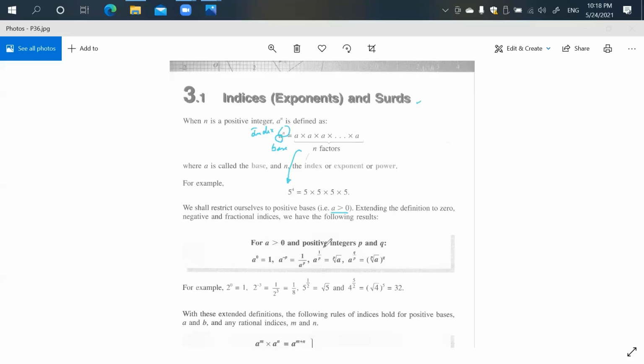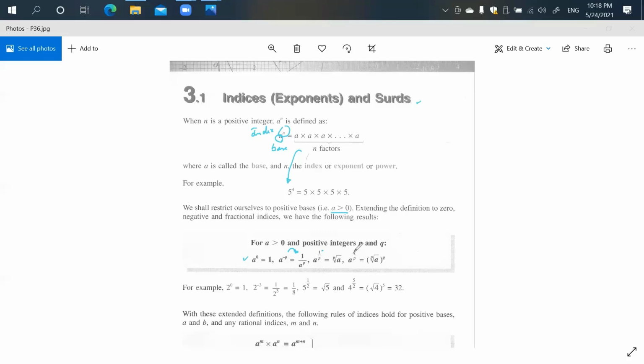And we see positive integers p and q. Any number power 0 equals 1, right? And this one is a power with a negative index. You can write it in this pattern, bring it down to become a fraction, and the negative becomes plus. And then a power 1 over p you can write in a third form. So this is the top one, the numerator, the index, and this one the denominator. The denominator will be represented as a root.